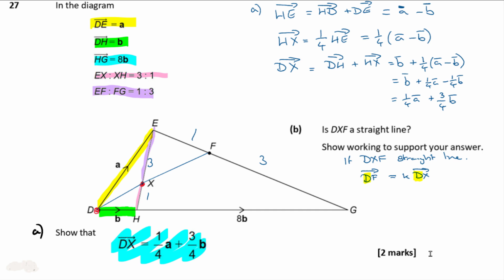I did think about doing DX and XF first, but that would be too much work, whereas DF looks a little bit easier to find. What is the vector DF then?